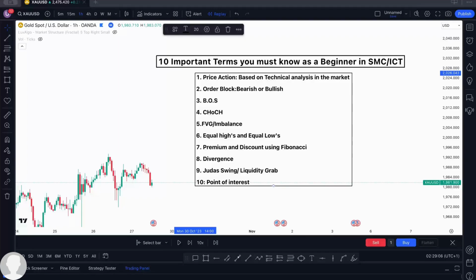So I want to show you guys the 10 most important terms, I'll say concepts, you must know as a beginner in either ICT or SMC. Now, firstly is price action.